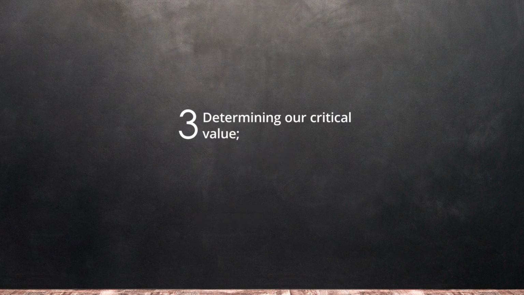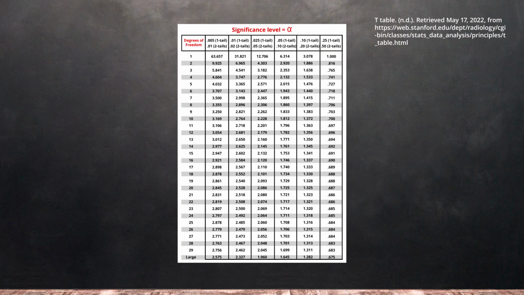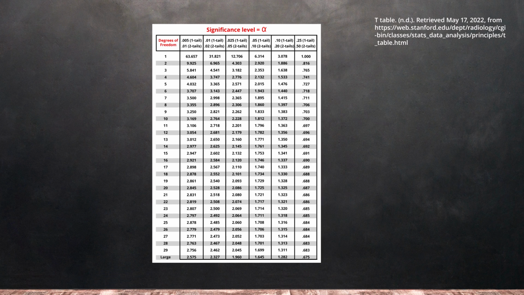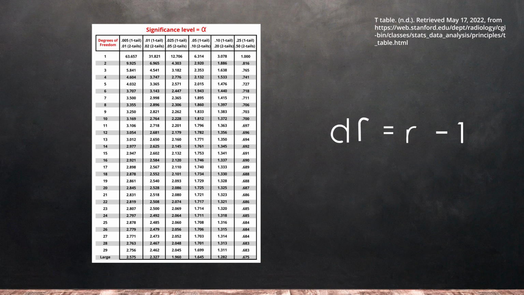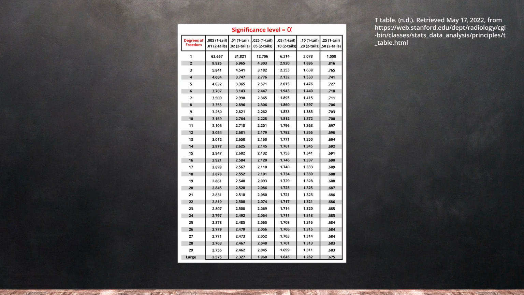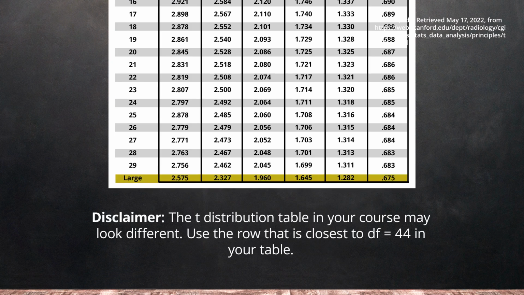For step 3, we need to determine our critical value that is associated with a significance level of 0.05. We use the student's t distribution, or the t-table, to find this critical t value. We find the degrees of freedom for this question, which is determined using the formula n-1. Since n is equal to 45, we have 44 degrees of freedom. And we can simply go all the way down to the row labeled large.